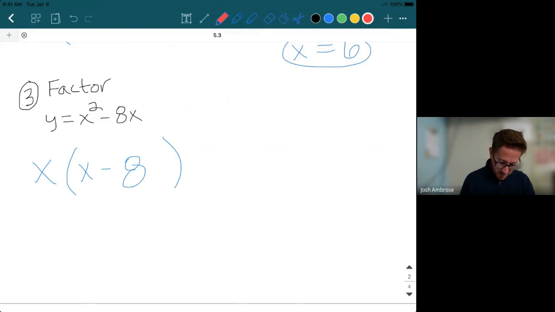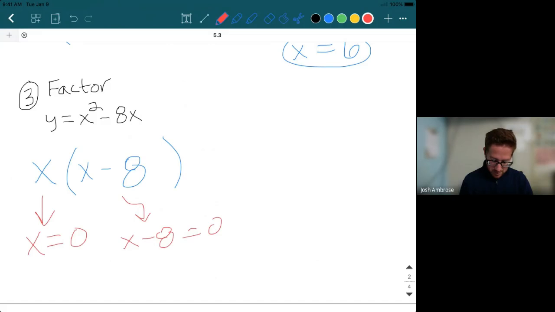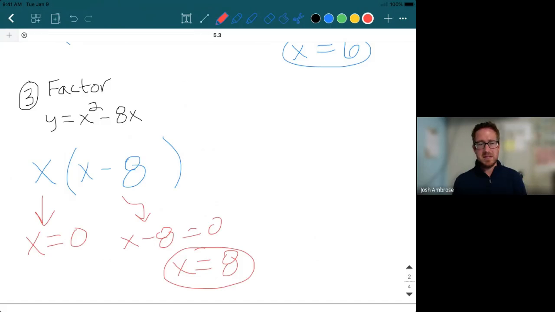One of them is just x equals 0. That's what that one is. Okay, this one over here would be the x minus 8 equals 0, meaning x equals 8. You'll kind of figure out basically it's just the opposite of the sign that's in there. So we are done with example 3. X is 0, x is 8.